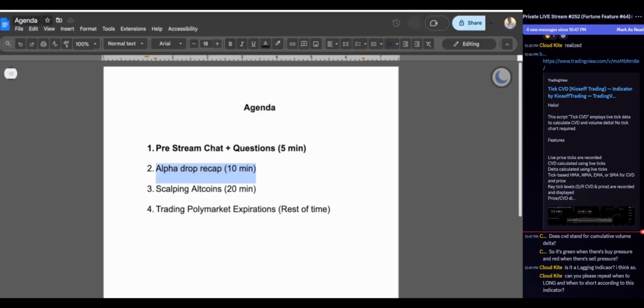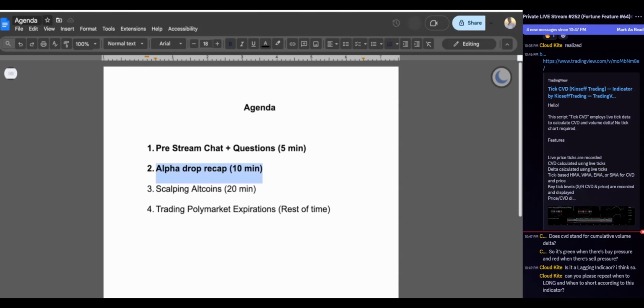All right, cool. Can you please repeat when to long and when to short according to this indicator? So Cloud Kite, I posted an alpha drop on this that gives you full indication of when to do that. The alpha drop is in the main chat of Talk to Bennett, so you can go find it there. The two main ways are sharp upticks and sharp downticks in CVD. And the second way, which is maybe my favorite, is looking when price isn't doing much, but volume is very active. Yeah, that's basically it.